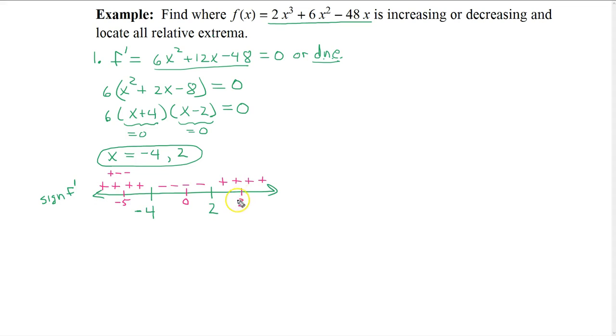So now we can identify where our function is increasing and decreasing. We see that our function is increasing on the intervals from negative infinity to negative 4, and on the interval from 2 to infinity. That's where our derivative is positive. And our function is decreasing on the interval from negative 4 to 2, because that's where our derivative is negative.